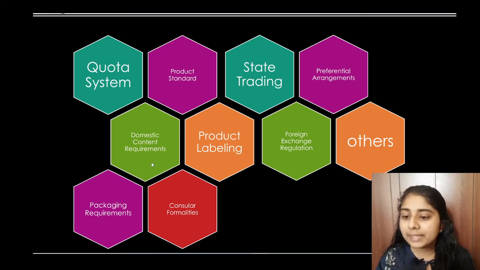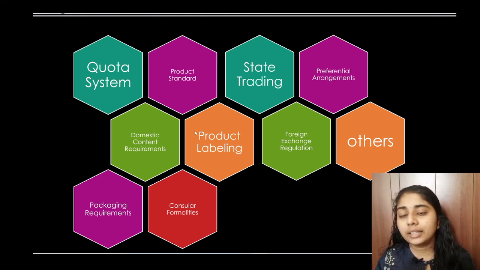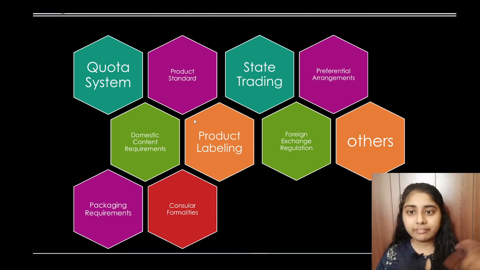Then comes domestic content requirement. These are requirements specified by the government to trade in our country. Then comes product labeling. Certain rules and restrictions will also be applied on the labeling of the product. If those requirements are met, then only they can export to our country. Then comes packaging requirements. These are specific requirements on the packaging, like it should be eco-friendly, no plastic packaging will be allowed. Such packaging requirements will also be mentioned.